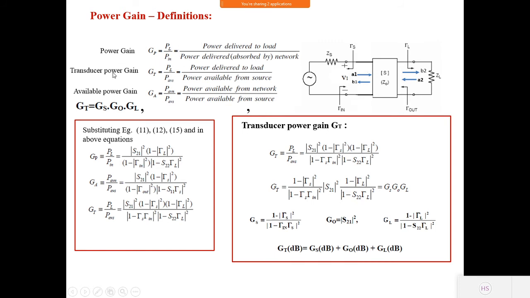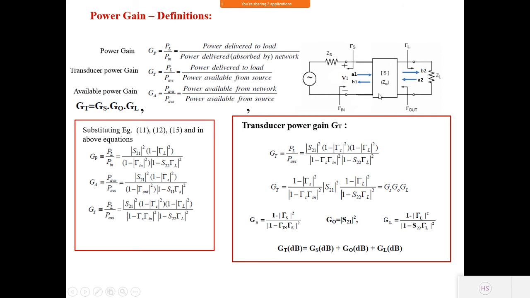Next, another definition: transducer power gain. It is defined as the ratio of PL divided by PAVS. That means we assume maximum power is delivered to this network. So we made Gamma S equal to the complex conjugate of Gamma IN. Assume we used an impedance matching network, and we made Gamma S conjugate matched with Gamma IN. Then what happens? Maximum power will be delivered from this source to this network. That is PAVS.